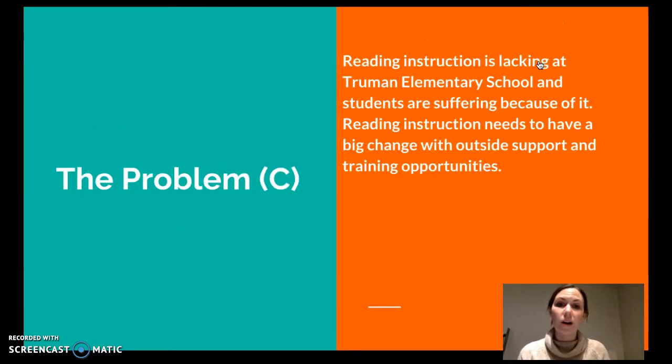So overall, the problem is that reading instruction is lacking at Truman Elementary, and the students are suffering because of it. The reading instruction really needs to have a big change, with outside support and training opportunities for staff and students in this school.